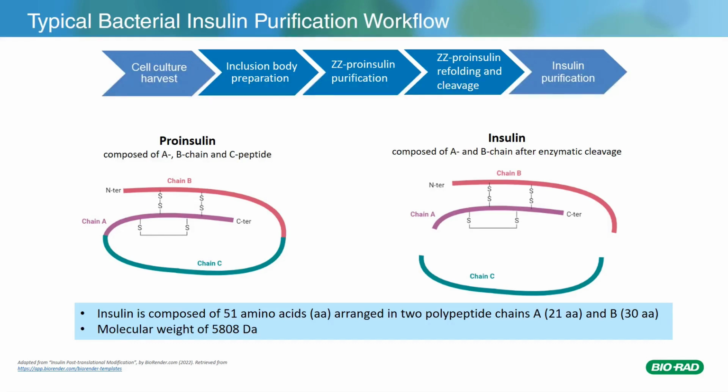So in the middle of the screen, you could see that the insulin is composed of the A and B chain after enzymatic cleavage. And the insulin is 51 amino acids. The A chain is 21 amino acids long, and the B chain is 30 amino acids. And the molecular weight is around 5,800 Daltons.